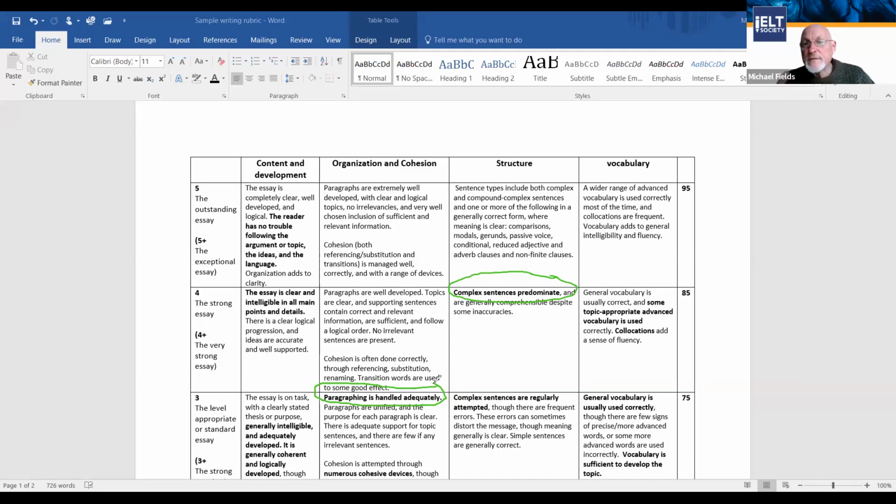Okay, so these are kind of thresholds or floors, if you will, right? You're not allowed to give that if you don't see that. You can give the next one down.